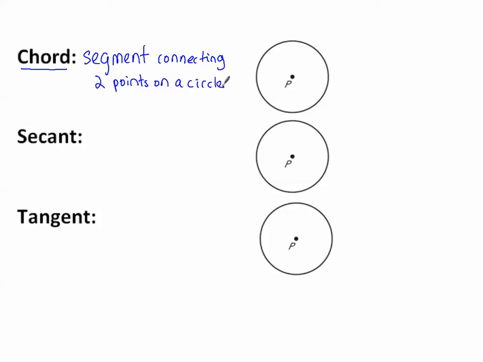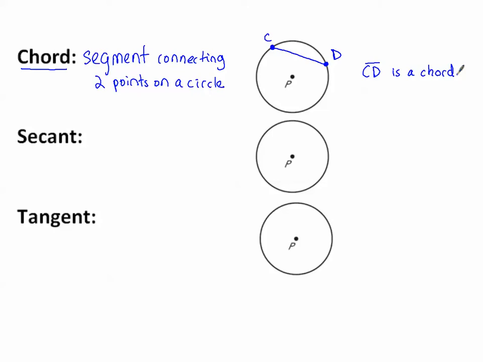What does that look like? If I draw point C and point D, and I connect those two with a segment, that creates a chord. So I would say segment CD is a chord of circle P.